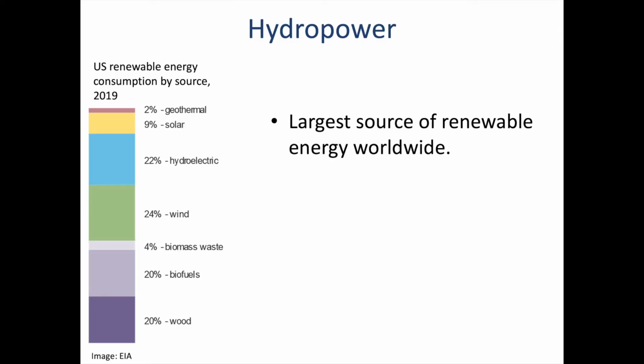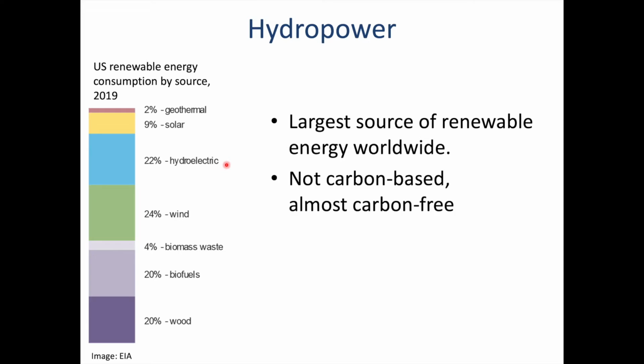To start with, it's the largest source of renewable energy on a global basis, and it is a form of energy used to generate electricity. Until recently, it was the largest U.S. source of renewable energy as well, with 22% of the renewable portfolio in 2019. Unlike fossil fuels and bioenergy sources, hydroelectricity is not carbon-based, and after the initial construction of the dam and reservoir, it is generally considered to generate carbon-free electricity.